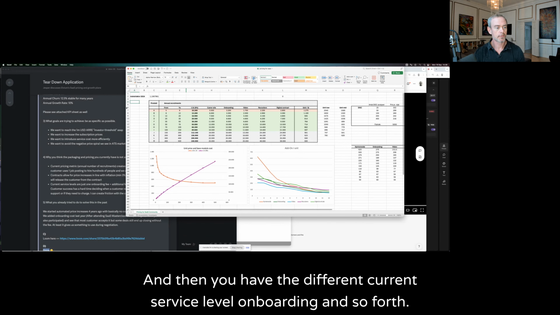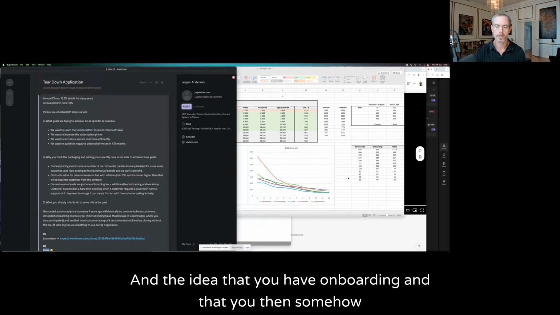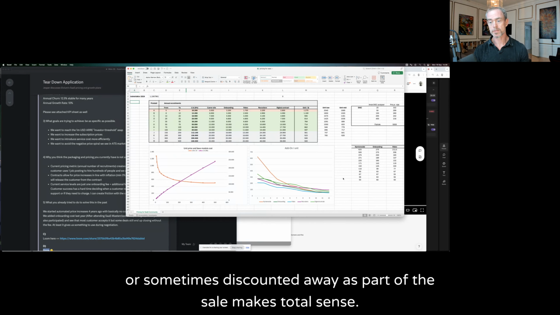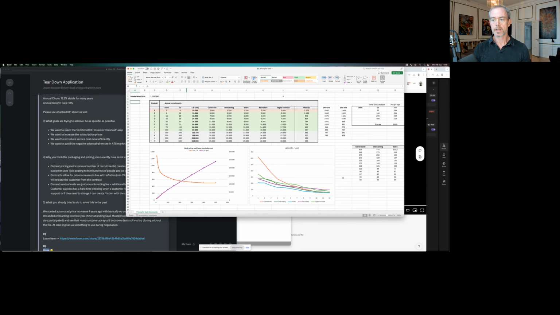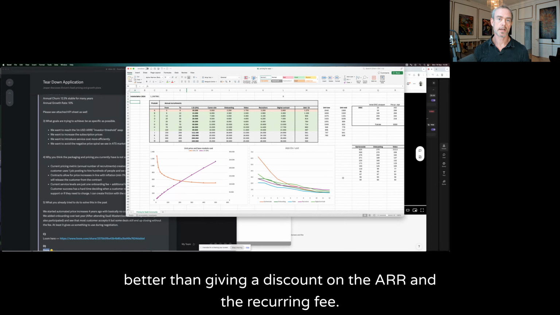But it's sort of just a way to think about it. And then you have the current service level, onboarding, and so forth. And the idea that you have onboarding and that you then somehow or sometimes discount it away as part of the sale makes total sense. Whenever you have something that you discount, a one-time fee is usually much better than giving a discount on the ARR and the recurring fee.